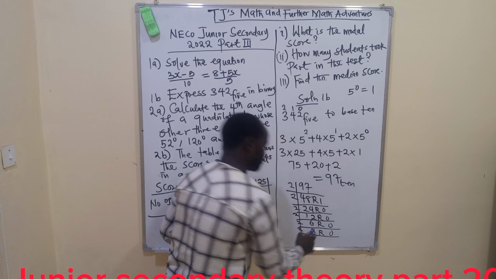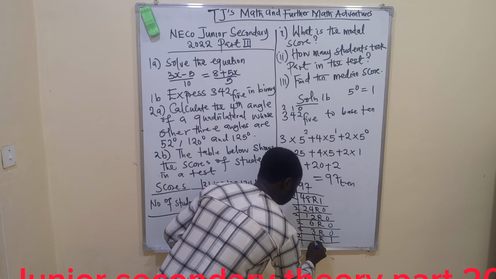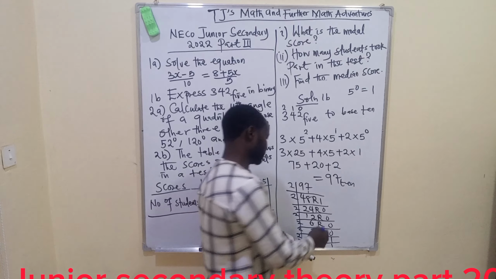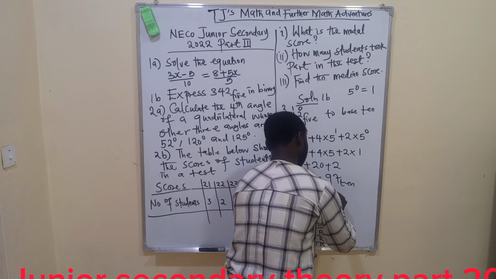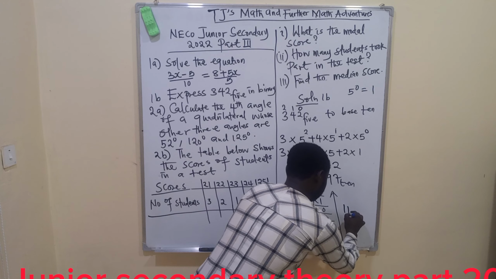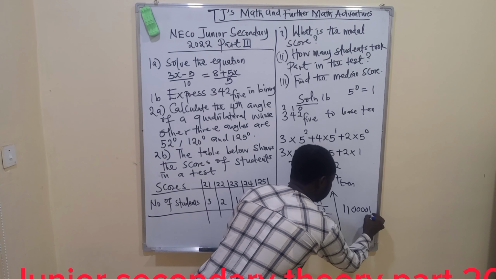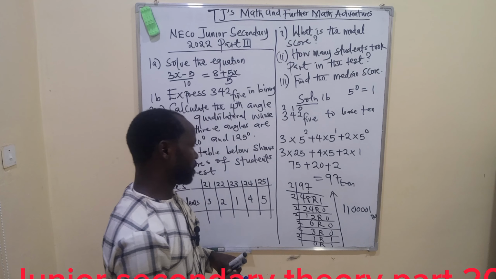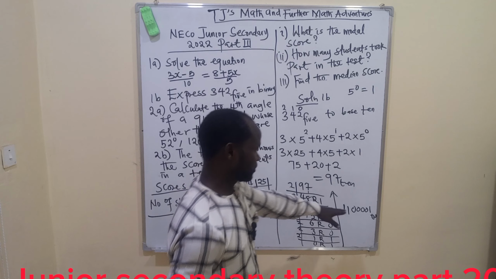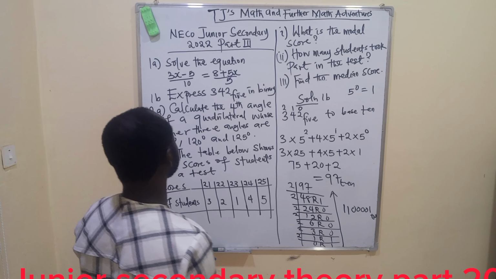2 into 3 is 1, remainder 1. Then 2 into 1 is 0, remainder 1. When we reach 0 here, we stop. And we read our answer from bottom to top. So we have 1, then four 0s, then 1, and 1. It will be 1100001 in base 2. So this is the answer to 1b.